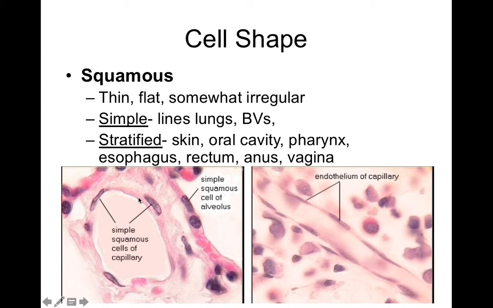When it is a simple squamous, it's one layer. This is a capillary right here. And then stratified, you can see the endothelium right here. Cross section, and this is longitudinal. And stratified epithelium occurs anywhere the body interacts with something else. For example, the skin interacts with the external area, the oral cavity with your food, the pharynx where you swallow, esophagus, also a conducting channel, the rectum, anus, and vagina.